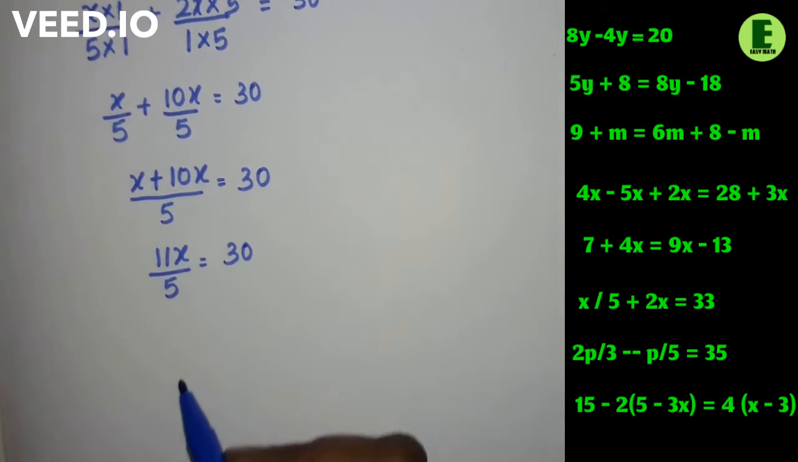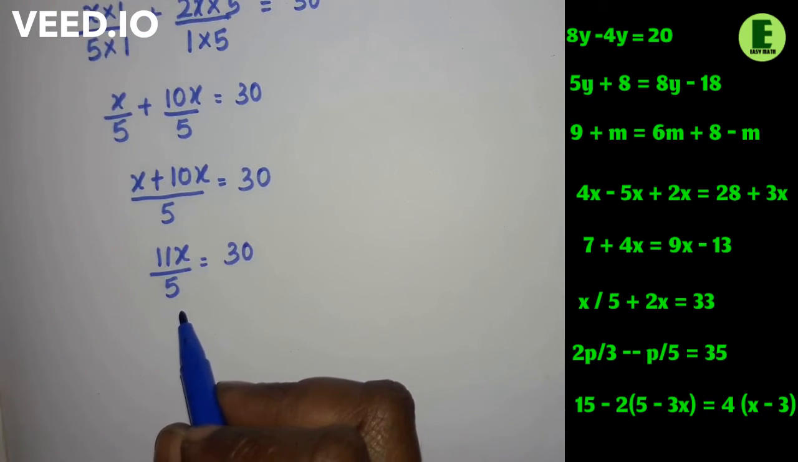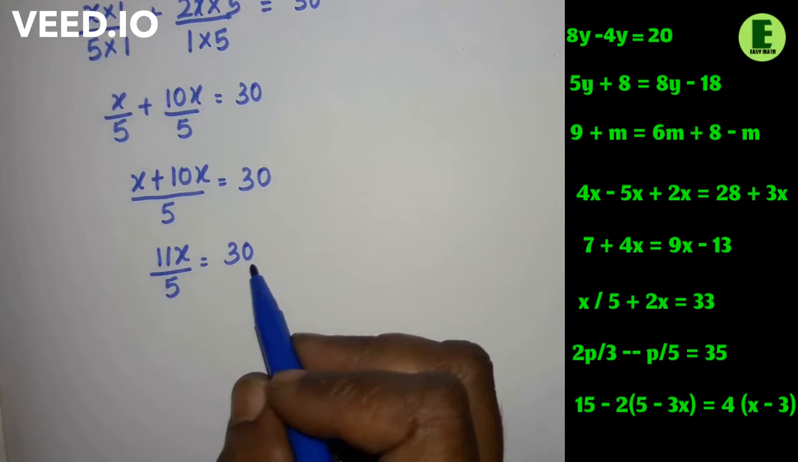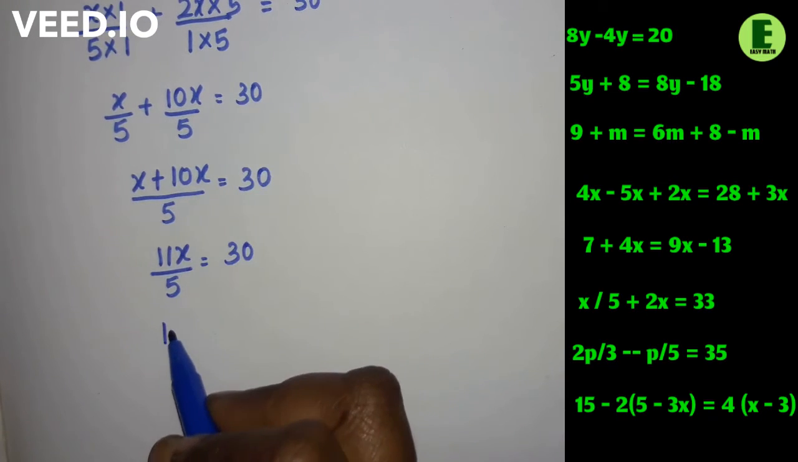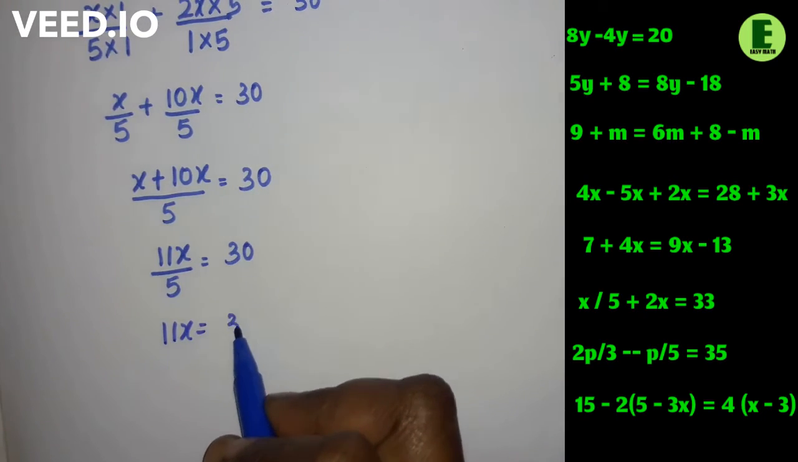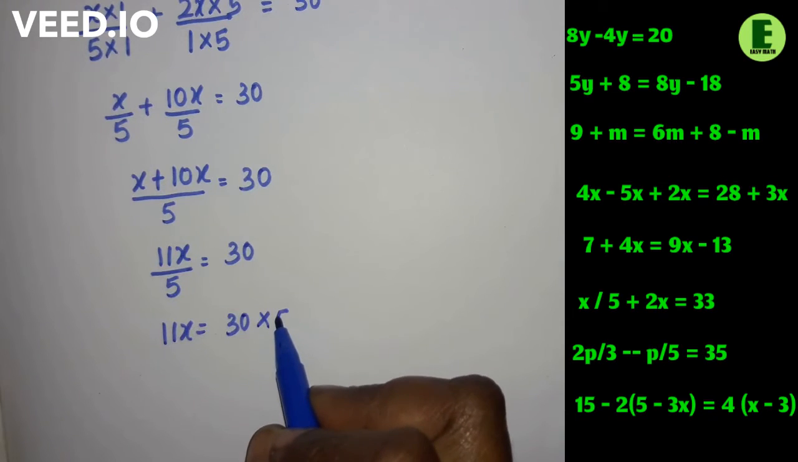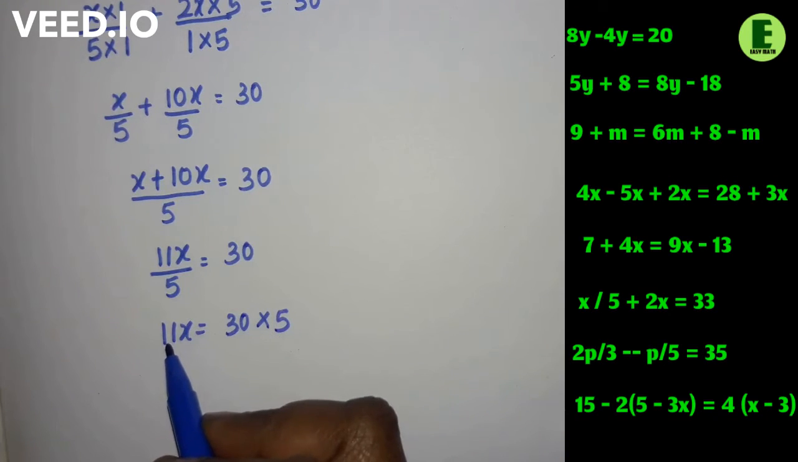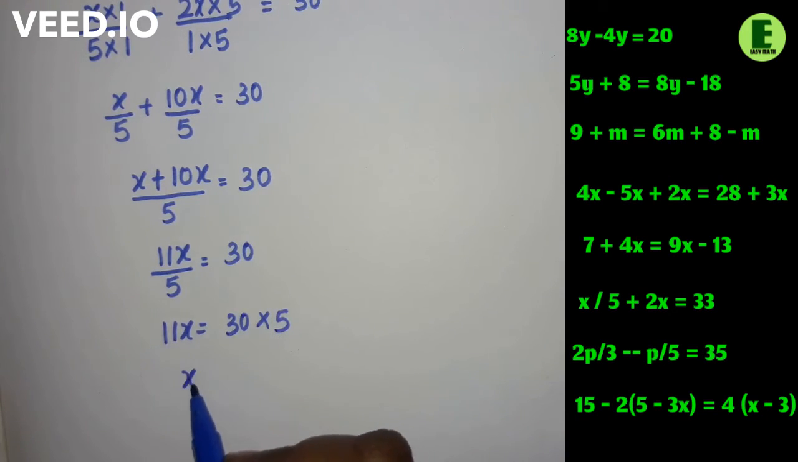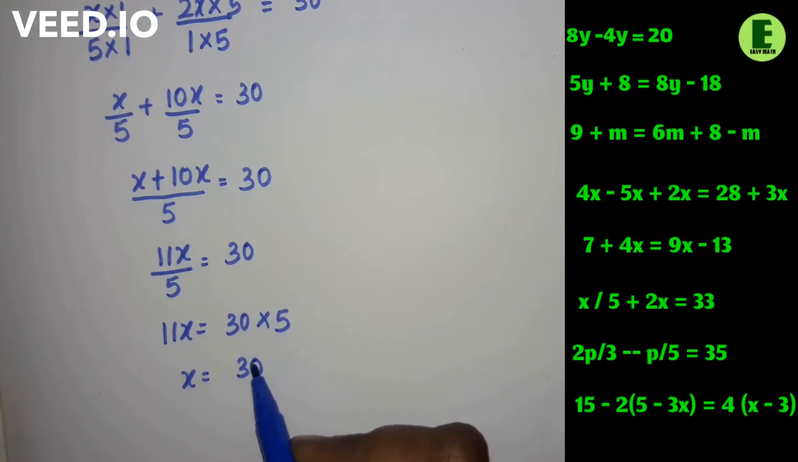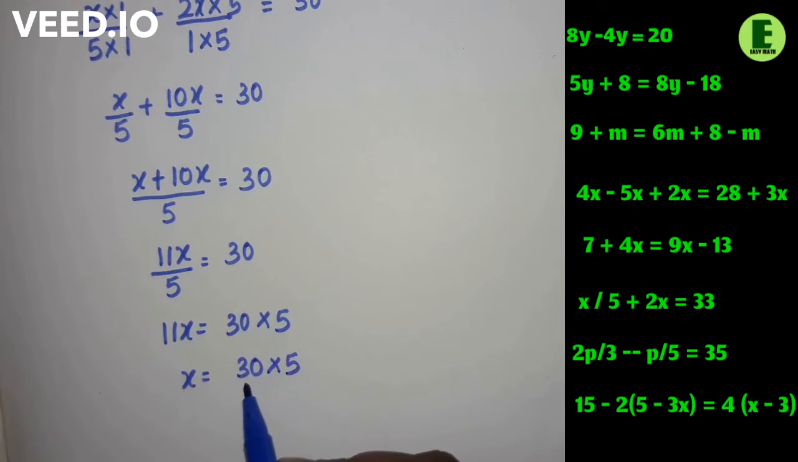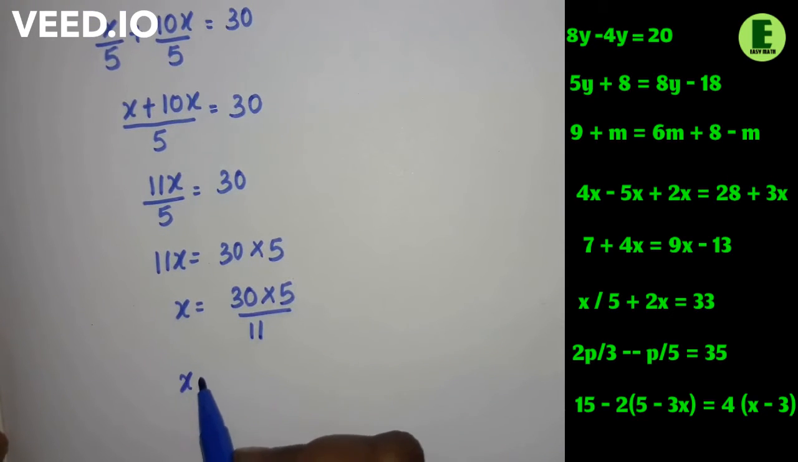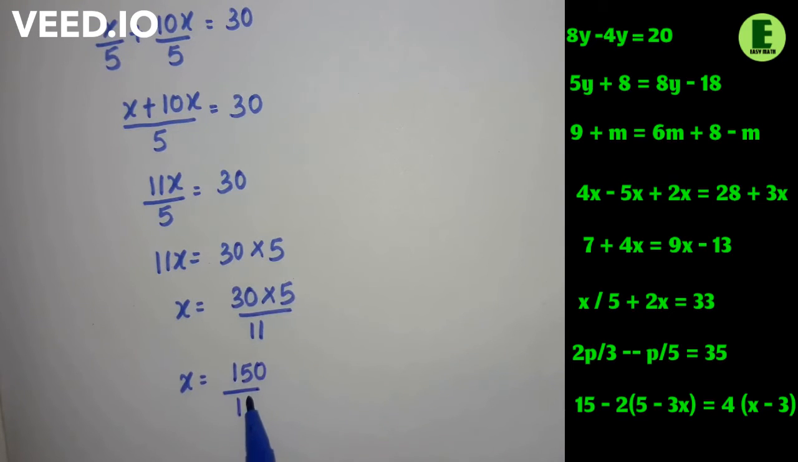Now remember, this 5 is under division. So on transposing, 5 will be under multiplication. So 11x is equal to 30 into 5. And this 11 is under multiplication. So on transposing, it becomes under division. Divided by 11. So x is equal to 150 by 11.